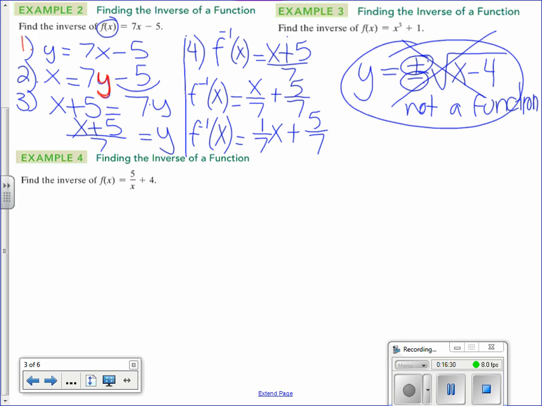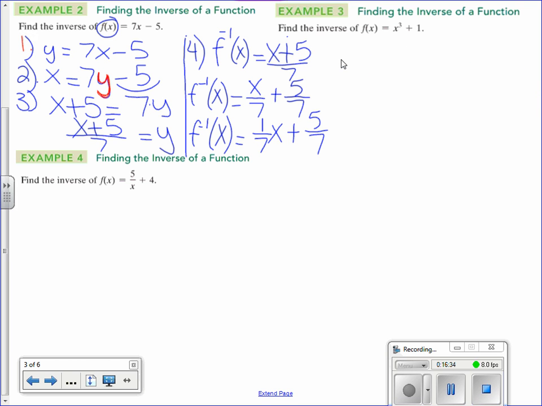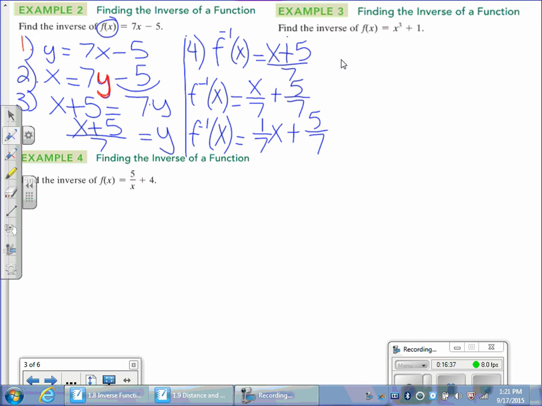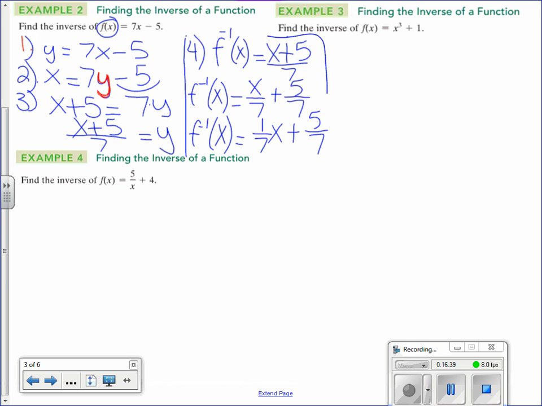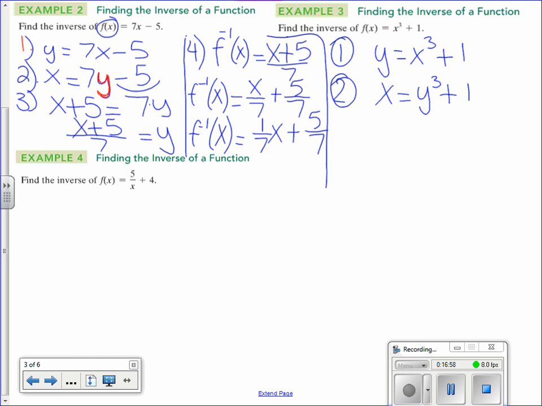Okay, now let's find the inverse of the next one. And again, we'll start with step 1. So we replace f of x with y. Step 2: interchange x and y. Do you guys notice I'm not changing any signs? I simply interchanged x and y. That's it. That's all you do.